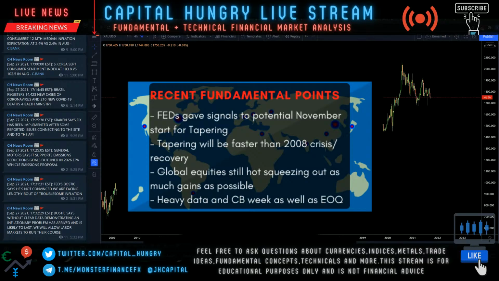The tapering process is going to be like slowly turning off a water faucet. It's not going to be something immediate and aggressive like the stimulus process. It's going to be very slow. And in my opinion, the stock market will be the last asset class, I guess you can say, or financial market sector that's going to be impacted by the asset purchase program.